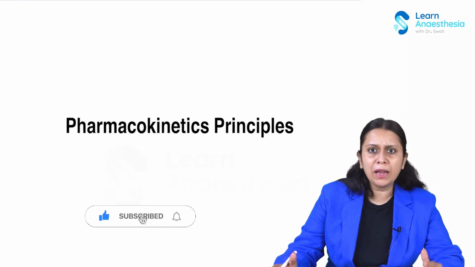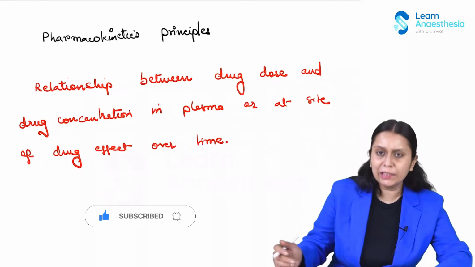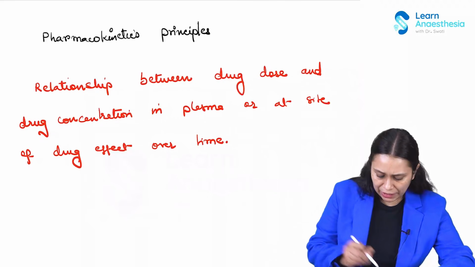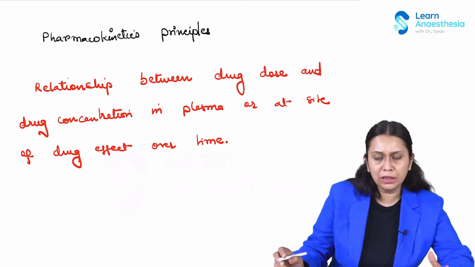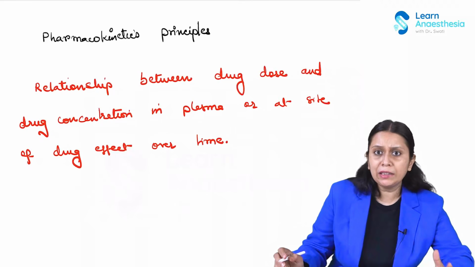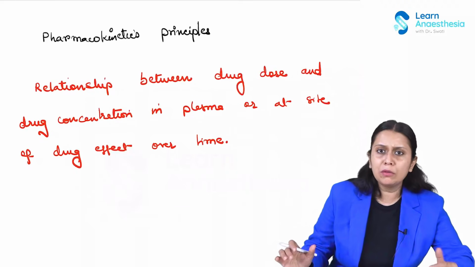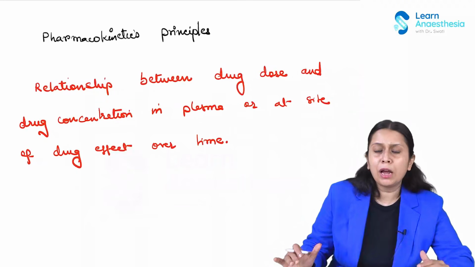And this is governed by many factors. In this section, we will discuss those factors. So, the pharmacokinetic principle, as I said, is the relationship between the drug dose and drug concentration in plasma or at the effect site over a period of time. So, what governs this pharmacokinetic principle?